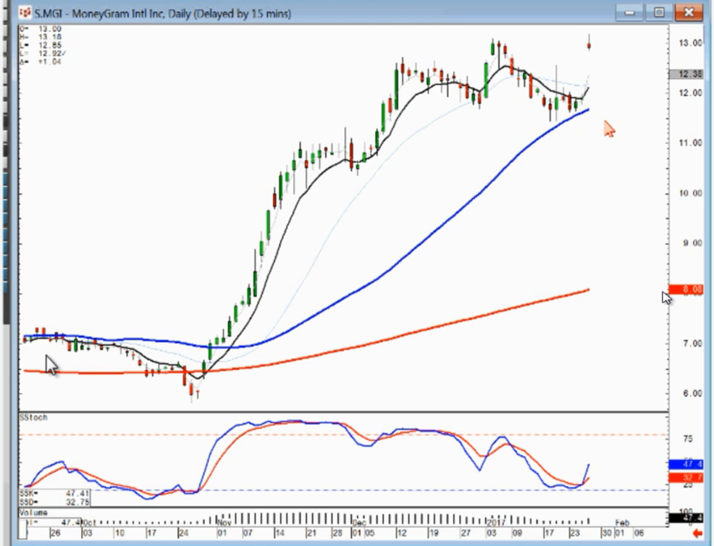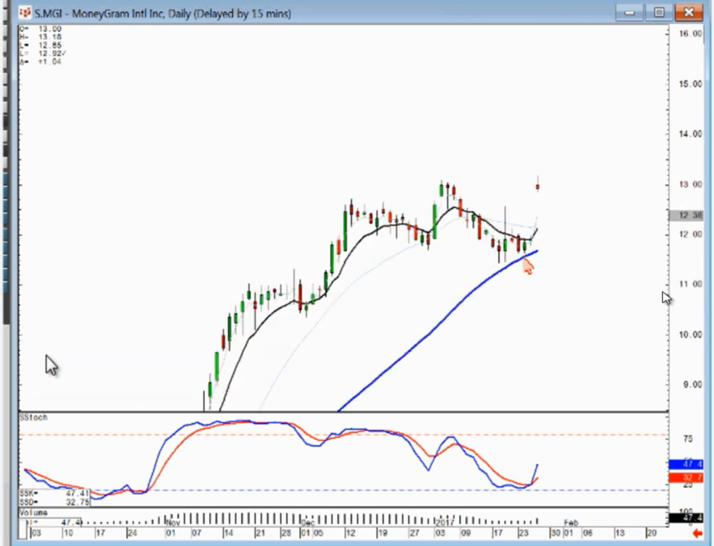Same scenario on something like MGI. If this opens positive tomorrow, what's it telling me? That after coming down here to the 50, they did a doji gap up, positive trading. What do we expect after a doji? It's going to move in the direction of how they open it after a doji. Probably in wave 1, wave 2, going into wave 3.